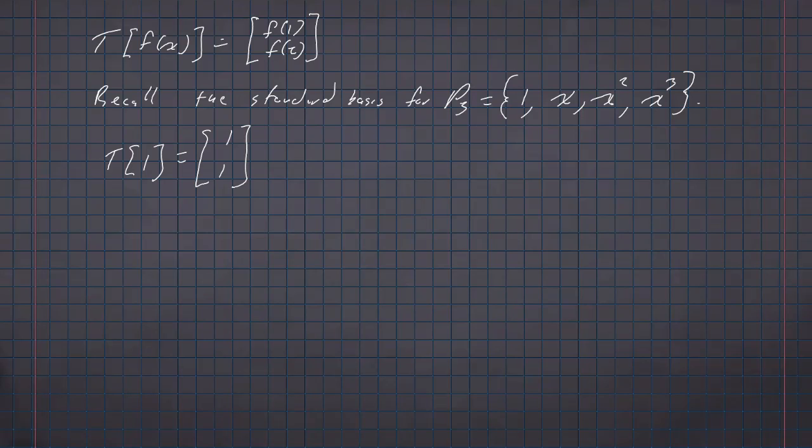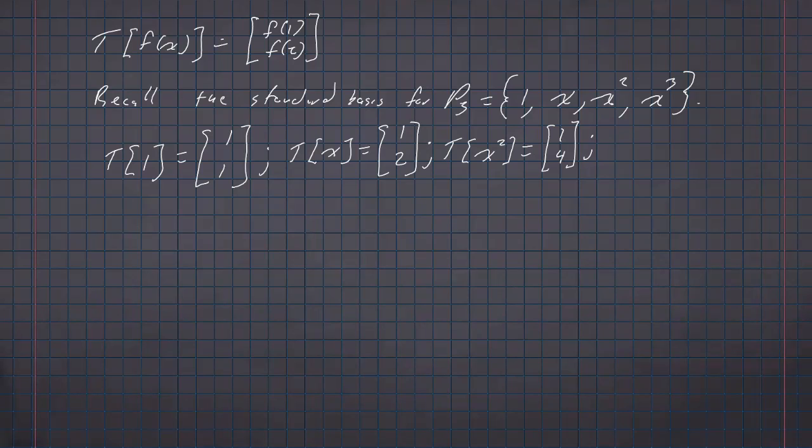Pretty quickly, I can evaluate T of 1 is going to be 1, 1. T of x. Well, when x is 1, x is 1. And when x is 2, x is 2. That's strange to say, but it works. T evaluated on x squared. 1 squared is 1, 2 squared is 4. And T evaluated on x cubed. 1 cubed is still 1, 2 cubed is 8. So with that, we have two options on how to evaluate this particular linear transformation.